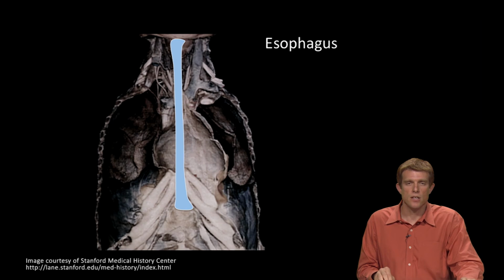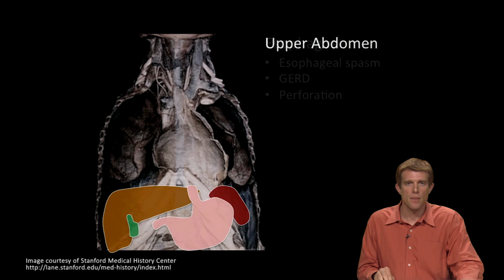The esophagus lies posteriorly in the chest and can mimic cardiac causes very frequently, especially esophageal spasm and gastroesophageal reflux disease. If a patient's been vomiting frequently, esophageal perforation, or if they have a history of esophageal cancer, perforation can be a cause as well.